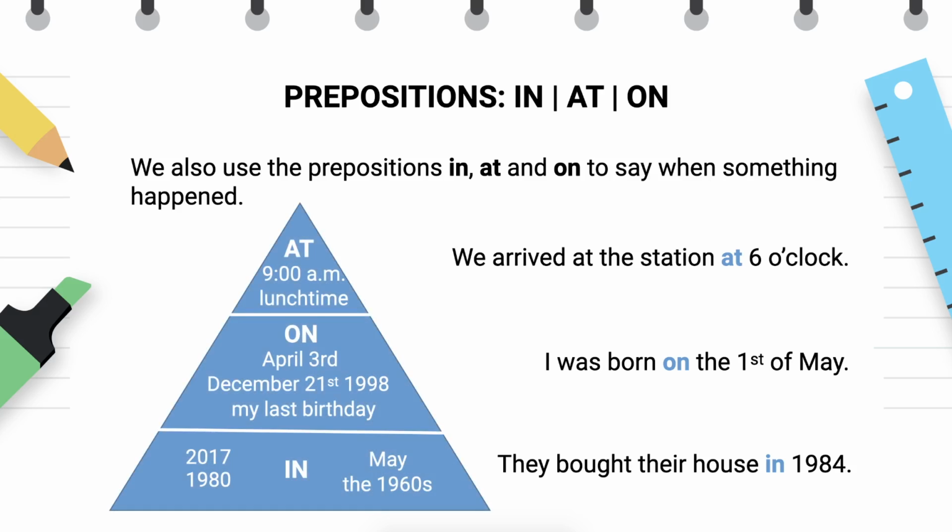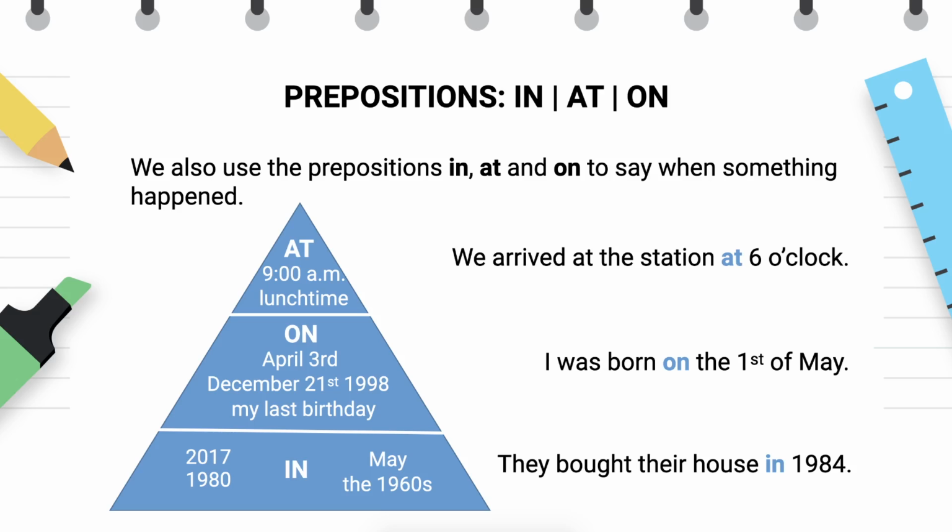We also use the prepositions in, at, or on to say when something happened. We use at when we talk about a particular time, a specific time, like at 9 a.m. or at lunchtime. We arrived at the station at 6 o'clock. We use on when we think of a specific date, like on April the 3rd or December 21st, 1998, or on my last birthday. I was born on the 1st of May.